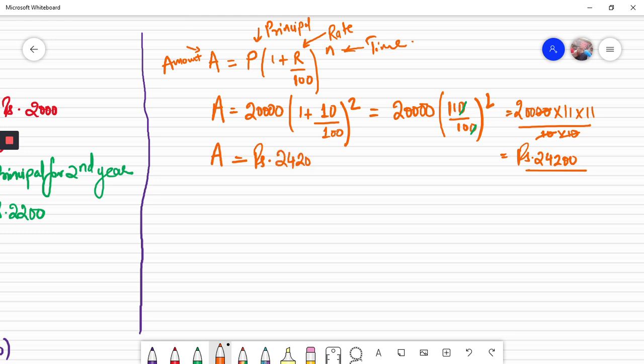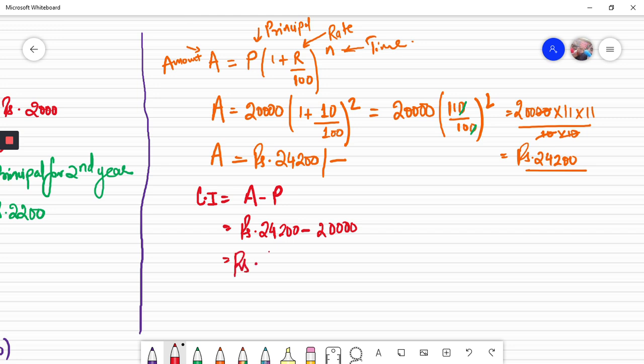Now again, the concept of calculation of compound interest is the same, that is amount minus principal. Amount we have already calculated, that is rupees 24,200 minus basic principal was 20,000. So the final value that you got is 4,200. So in both the cases, the value is the same, the concept is the same, and the result is the same.